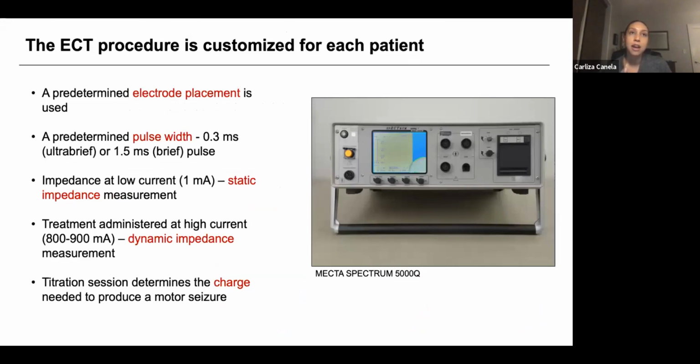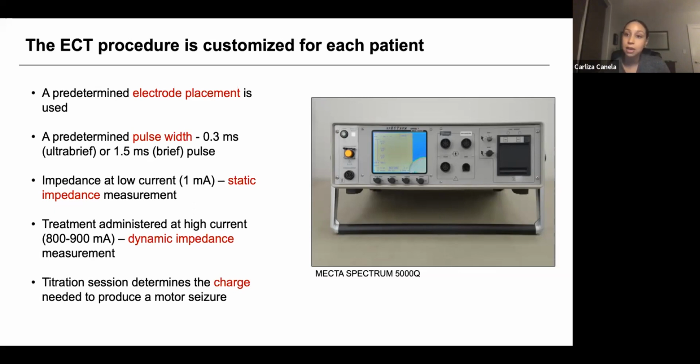There are a lot of parameters involved in ECT, but two specifically are determined by the clinician. The electrode placement is determined ahead of time. The pulse width of the current is also determined ahead of time, and it can be either 0.3 milliseconds, which is referred to as ultrabrief, or 1.5 milliseconds, which is referred to as brief. When the machine is turned on, after the electrodes are placed on the patient, a measurement called static impedance is taken, and that is taken at a current of 1 milliamp.